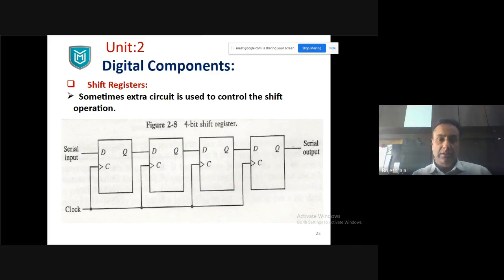Just have a look at this circuit, and I want most of you to draw the circuit and show it to me. It's even simpler than the previous one. 4 D flip-flops, and you have a clock, one serial input, one serial output. That's it.